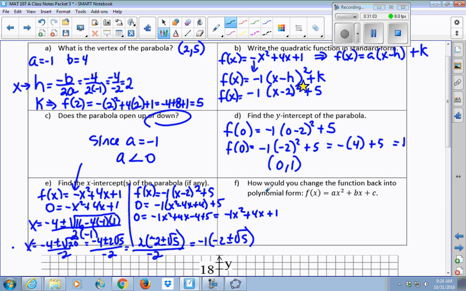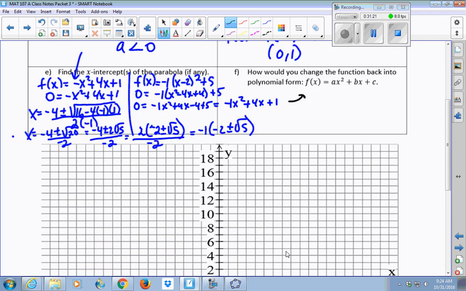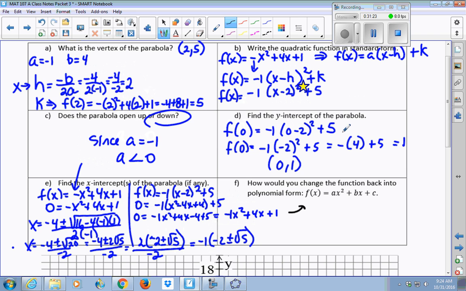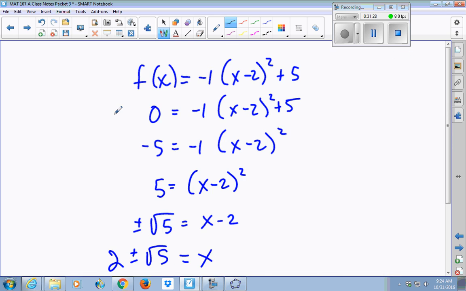All right. How would you change the function back into polynomial form? Well, we just did it. You square out this binomial, you multiply it by a, and then you add your k value. And we're right back. We just did it. There it is. All right. We don't have to graph this. You're quite capable of putting in the points 2, 5, and the couple of other points. So let's skip that.